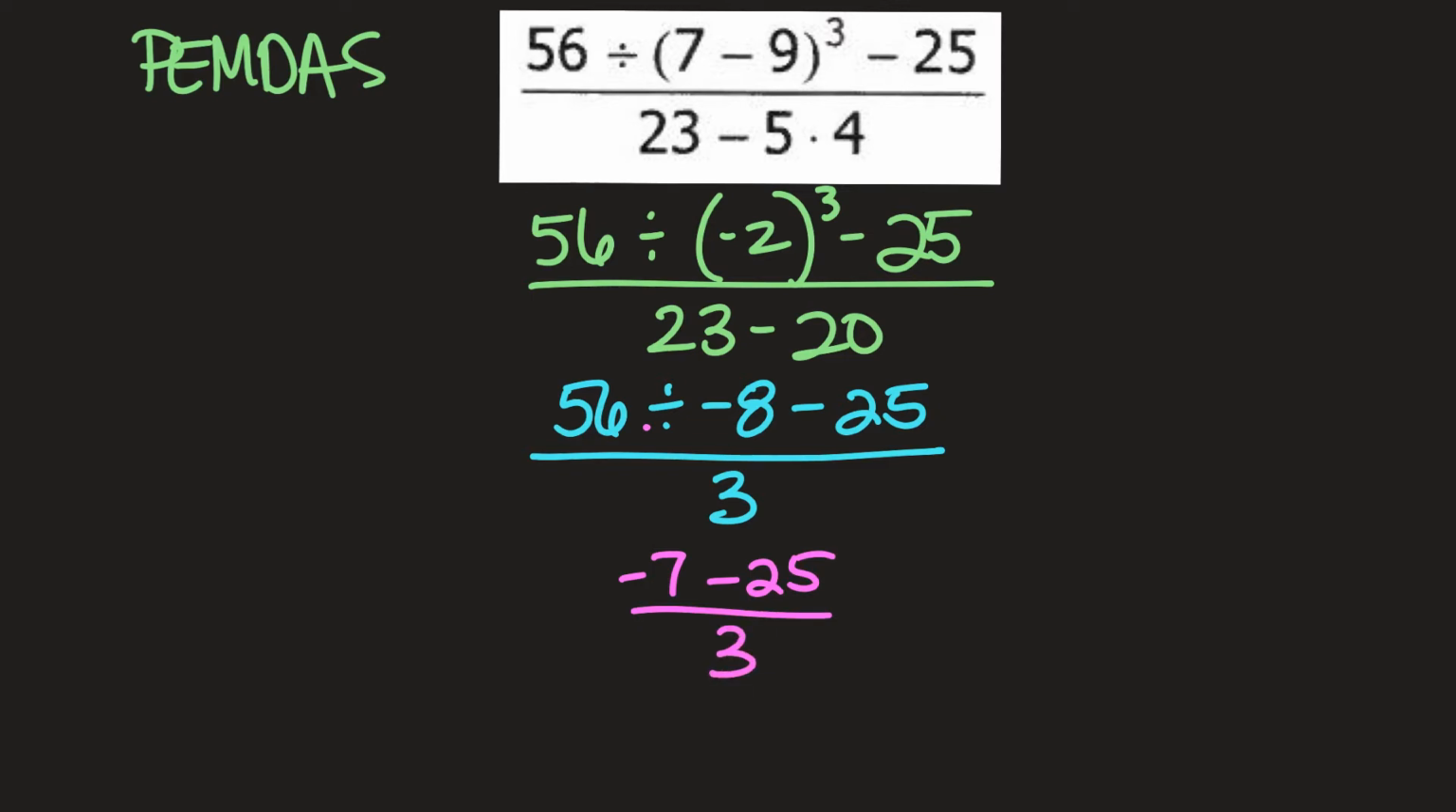And then I have subtraction in the numerator. So negative 7 minus 25 is negative 32 over 3. So 32 isn't divisible by 3, and 3 is actually prime, so they're not going to have a GCF, which means it's not going to reduce. So that is going to be my final answer.